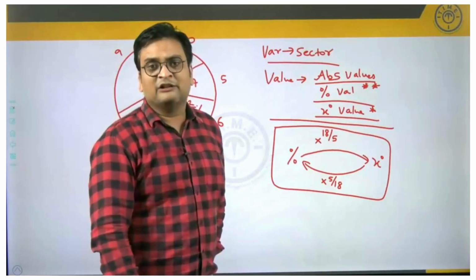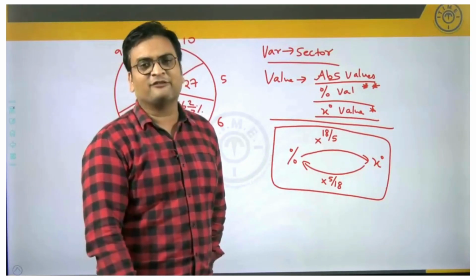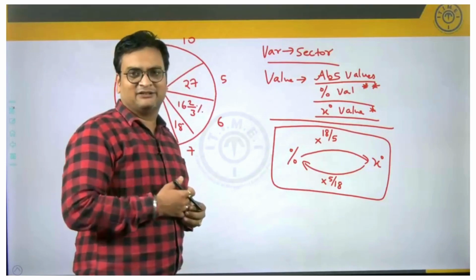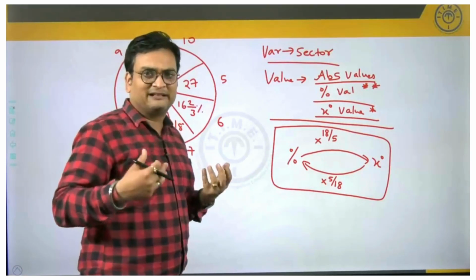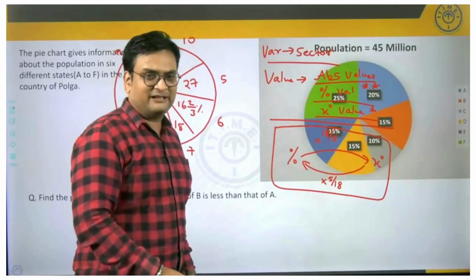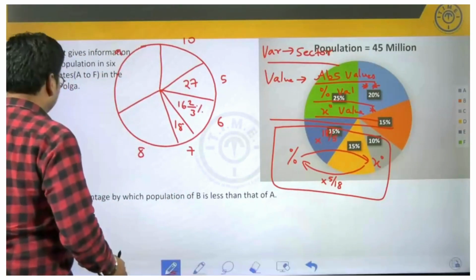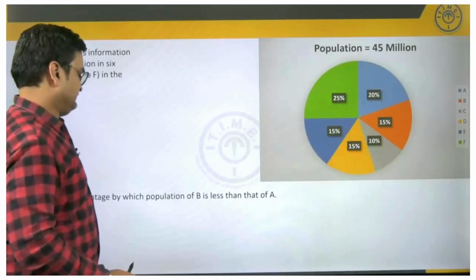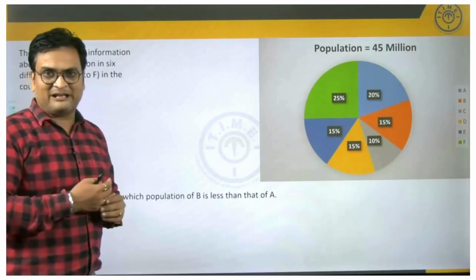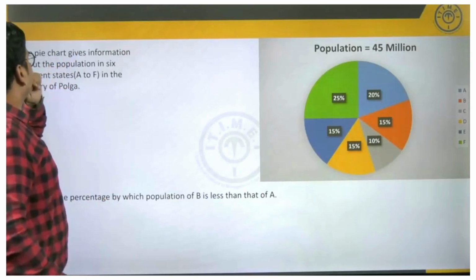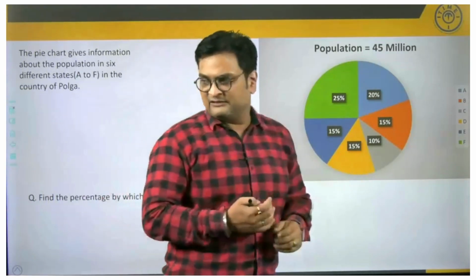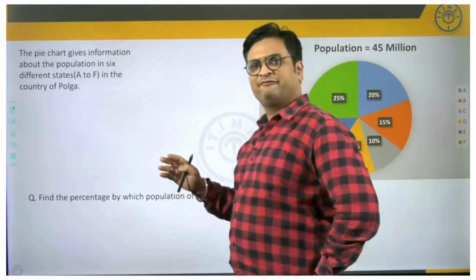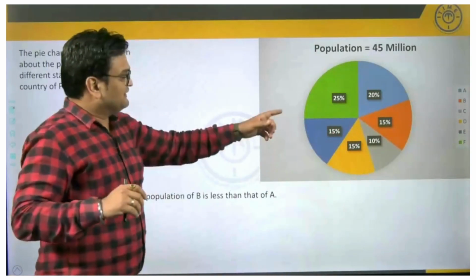Basics are okay, but one more thing you should look forward to is the application of the concepts that you learn: how well you read the data, how quickly you interpret and comprehend the given question, all that will also be essential. So for doing that, let us have a look at this particular set on pie charts. It says the pie chart gives information about the population in 6 different states. A to F are the 6 states in the country of some polka. So this is the pie chart that we have.